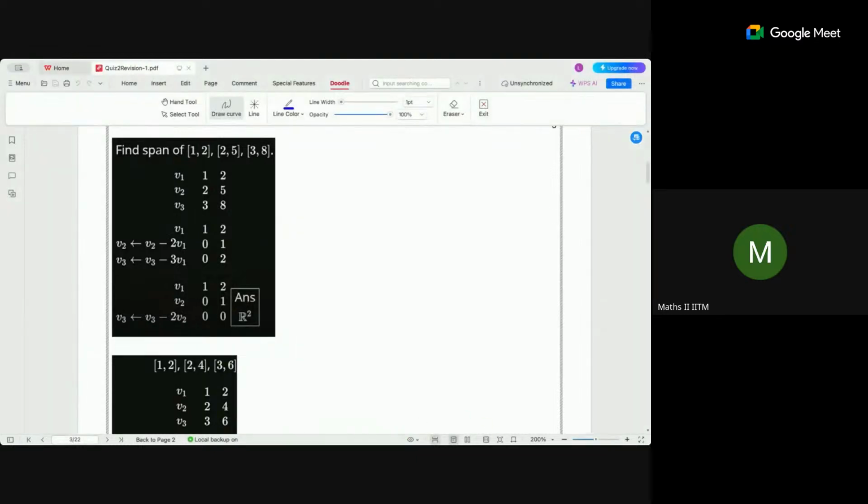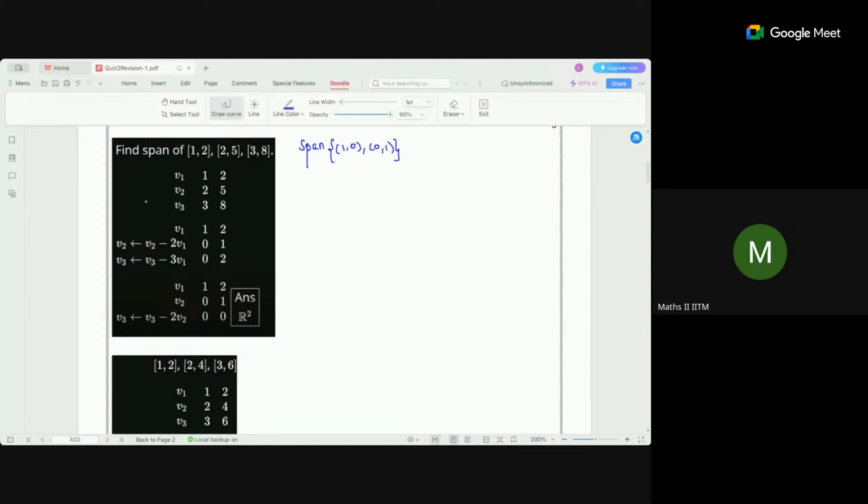So now you see, what is the span of (1, 0) and (0, 1)? Can you tell me? Entire R2. Yes, it is R2, right? So the span of (1, 0), (0, 1) is R2.